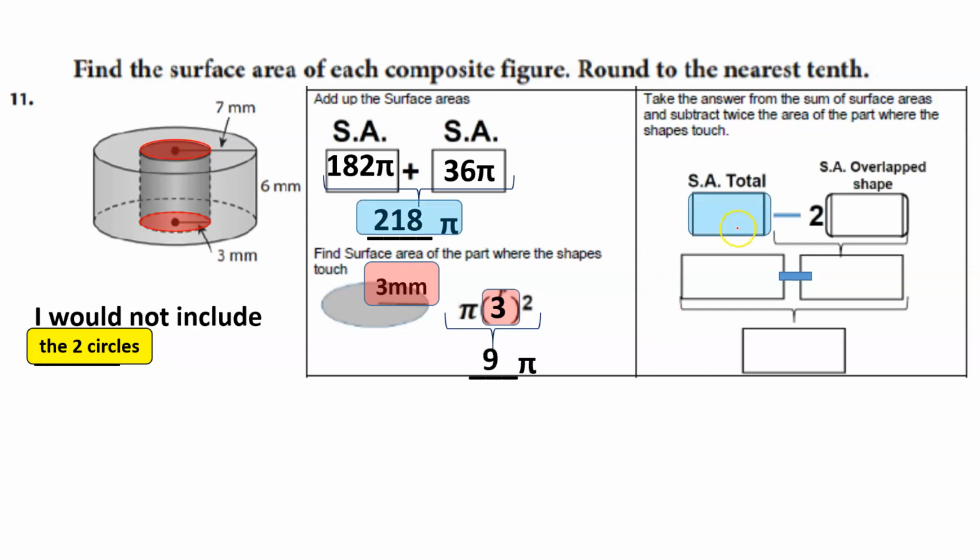So we have our surface area total, our overlap shaped area. Plug it in. Let's work this out. What is 2 times 9? 18. And 218 pi take away 18 pi would be 200 pi. And then since it does say to round to the nearest tenth, you can do 200 times 3.14.